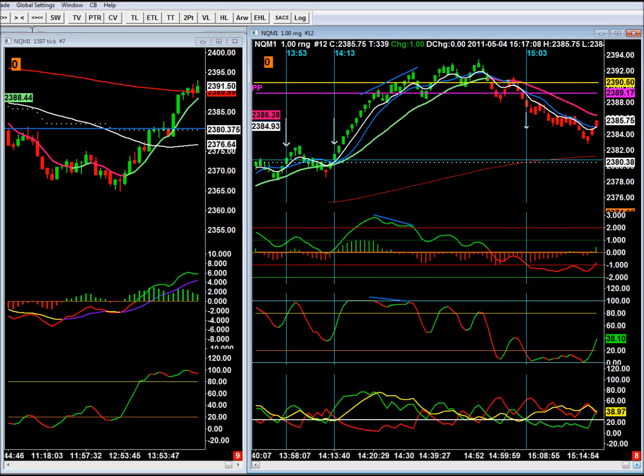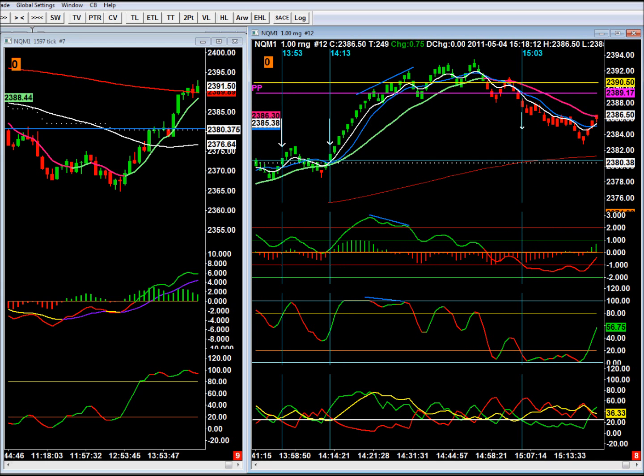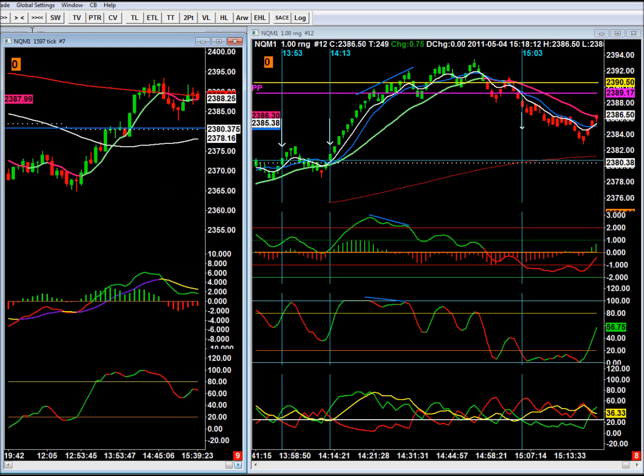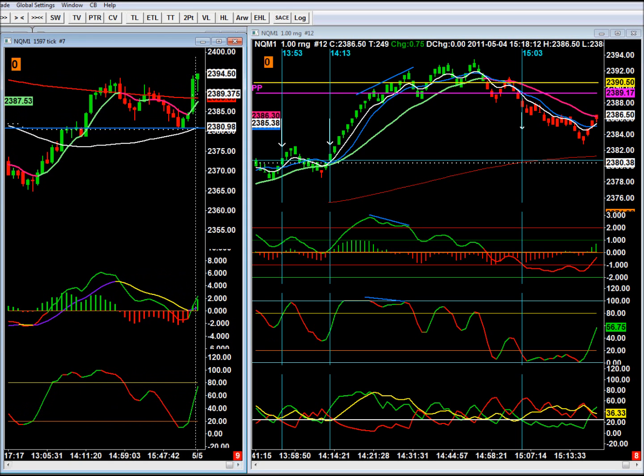Here we get a short at 3:03, and realistically I would like it to be below this area here. And so basically once it breaks and then presents a pullback, then you could get in here at 3:03.